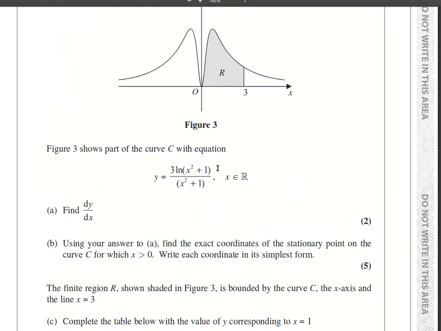Okay, so here we have y equals ln of (3 ln(x squared plus 1)) over (x squared plus 1)... first thing we've got to do is find dy by dx. So naturally, this is a quotient rule problem, and let's do it with the little rhyme.